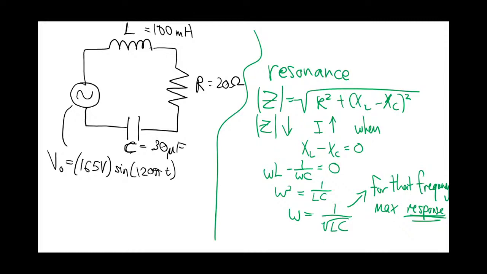And at that frequency, you can get the biggest possible current, and also your phase shift will be 0, right? Because XL minus XC, which is 0, over R would give you 0. So that's at resonance.